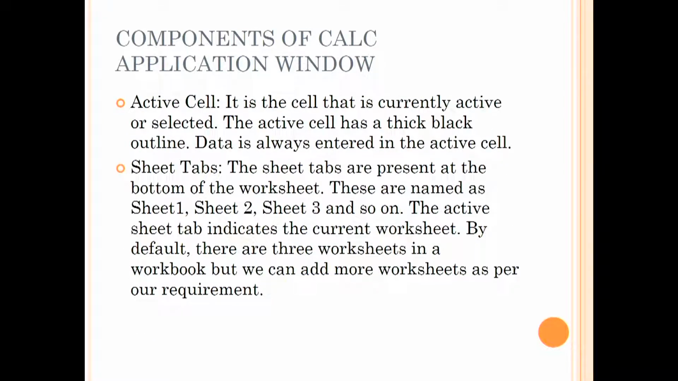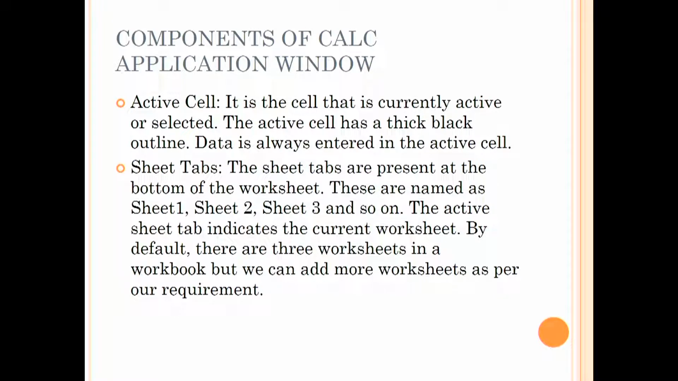Now, active cell. Active cell is the cell that is currently active or selected. The active cell has a thick black outline. Data is always entered in the active cell.